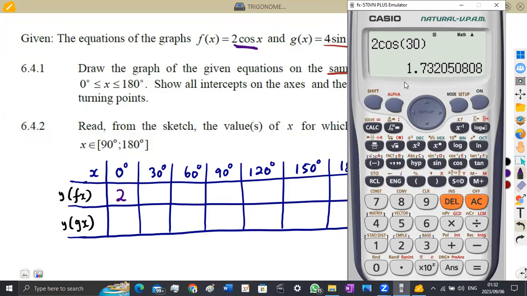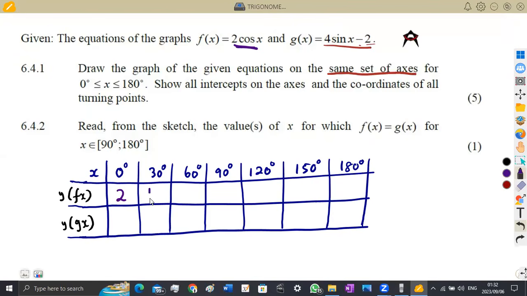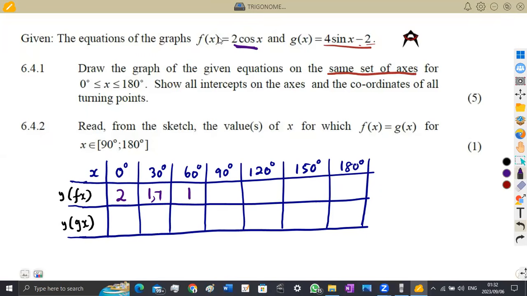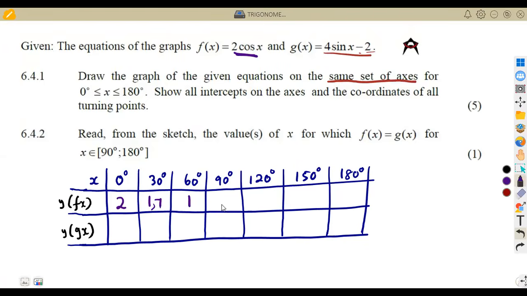Which is going to be 1,7 to 1 decimal place. So that's 1,7. 60 degrees, the same thing, 2 cos 60, and so on, which is going to be a 1. So I want you to fill in these values the same way that I'm using on the calculator. You're going to see 90 is going to give you a 0, 120, -1, 150, -1,7, and at 180, it is going to correspond to -2. So that is what you're going to do.